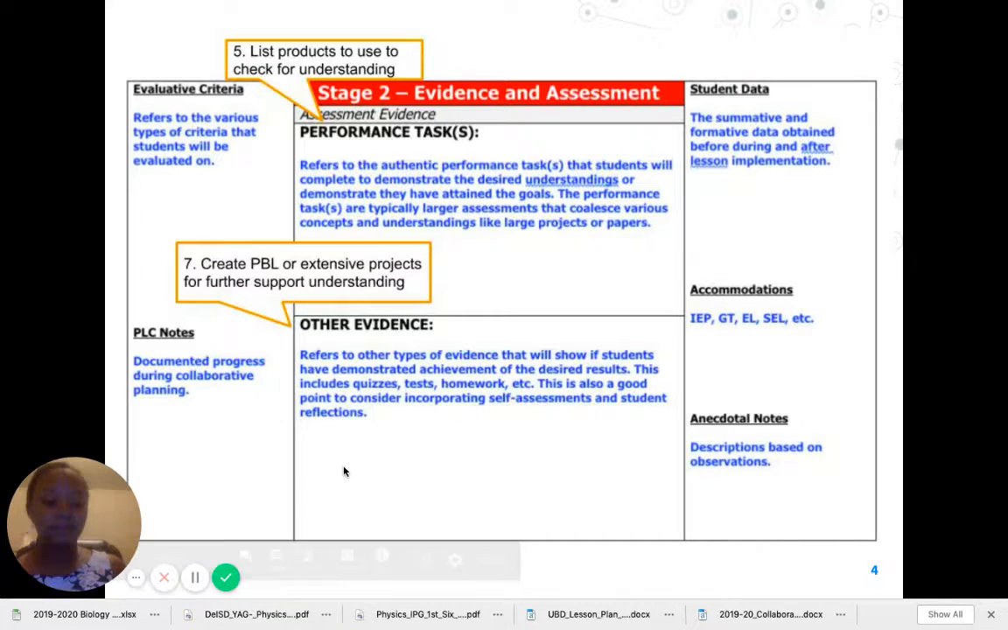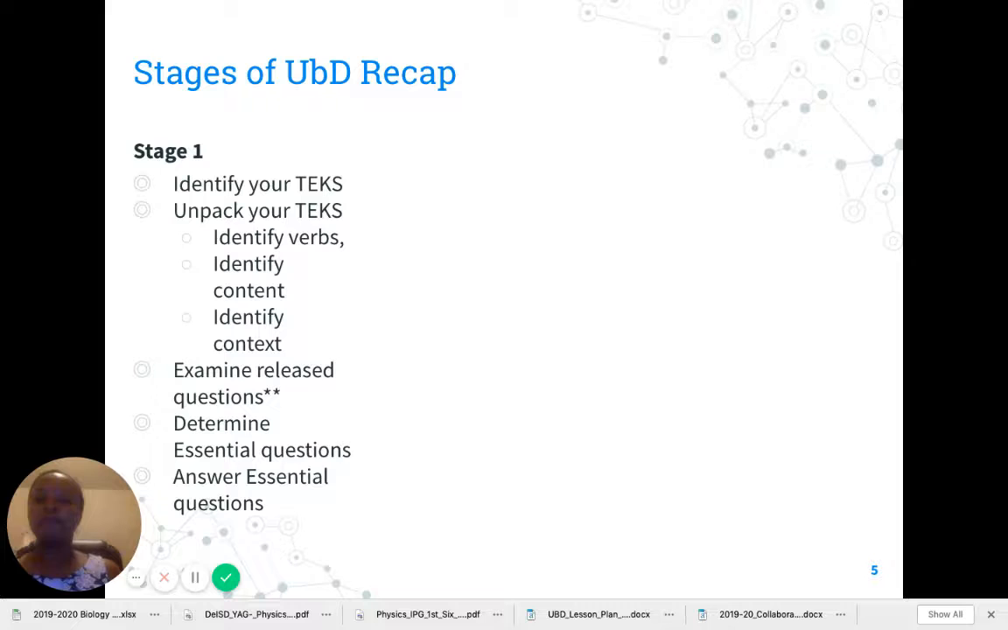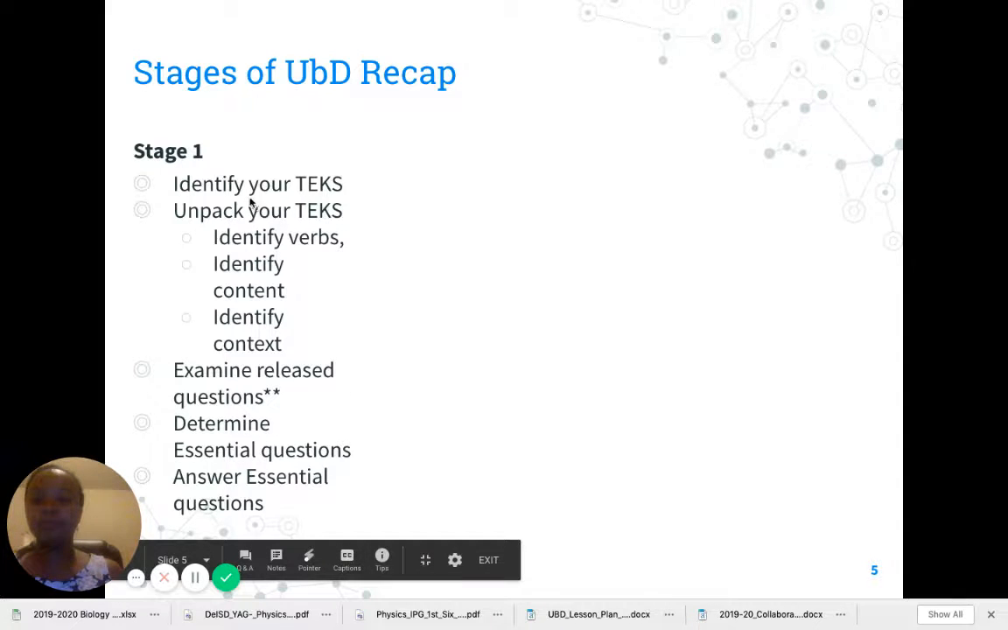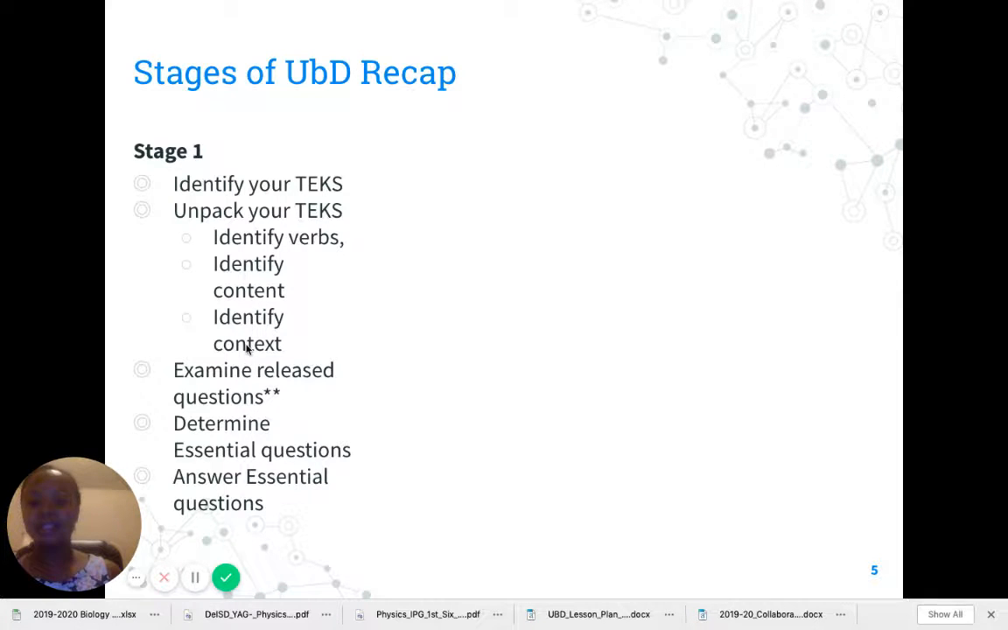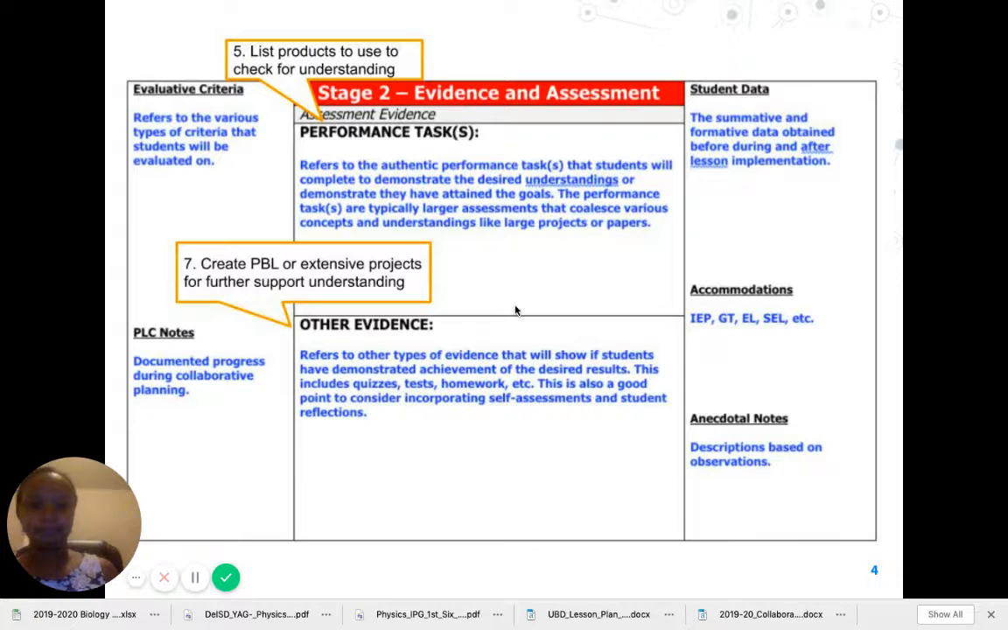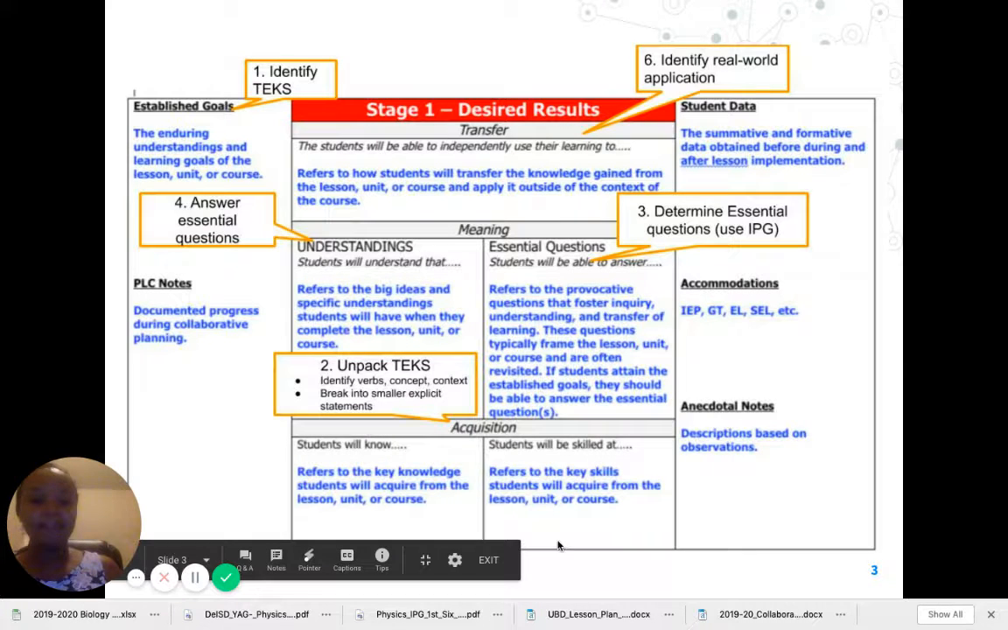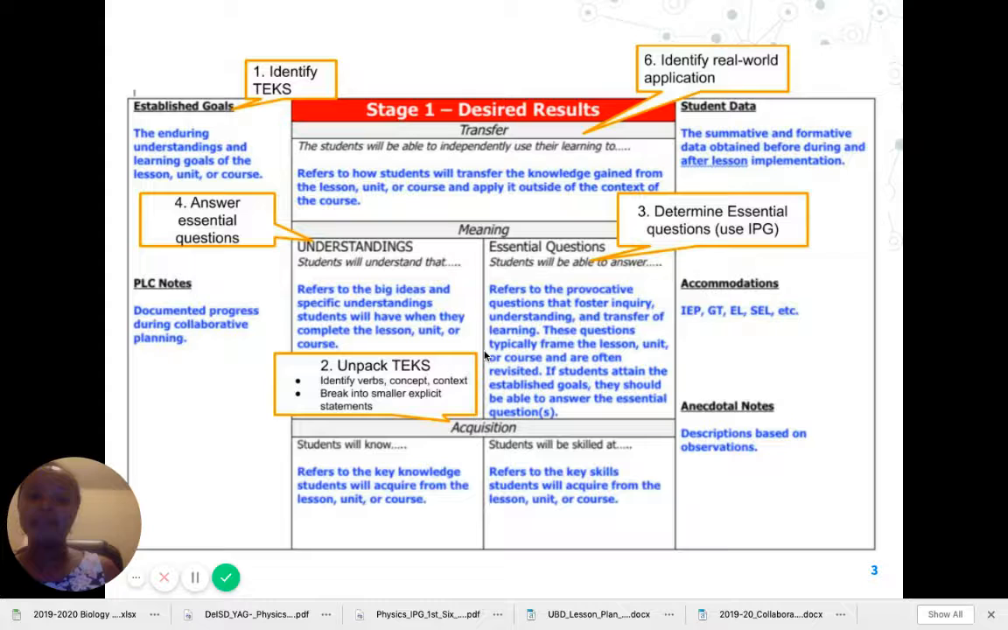So this is basically the nuts and bolts of the UbD. Remember, there are 3 stages. The first stage requires you to identify your TEKS, unpack your TEKS, identify those verbs, identify the content and context, and examine STAAR release questions. So let me stop there and go back. When I unpack my TEKS right here, before I get to the essential questions, there's a step that I missed.